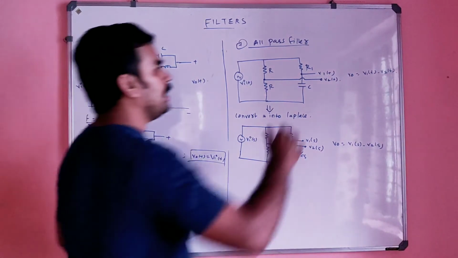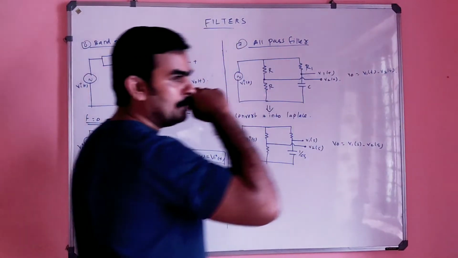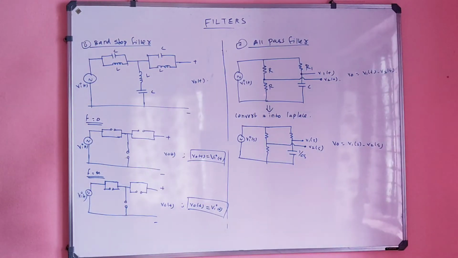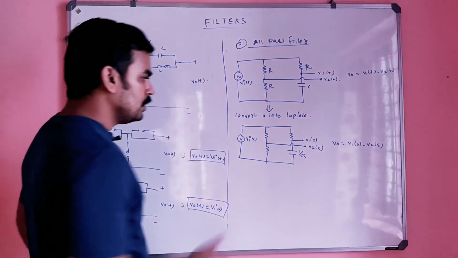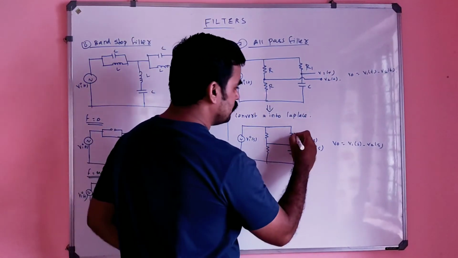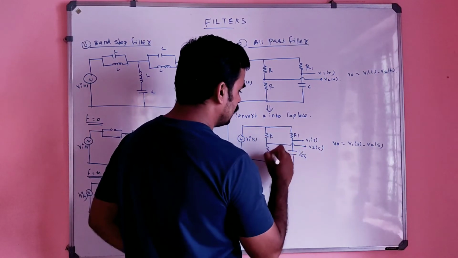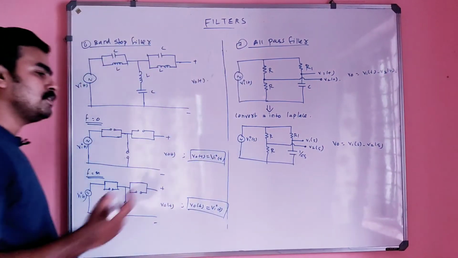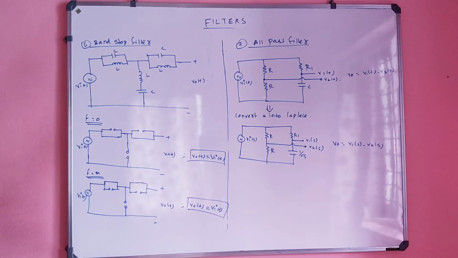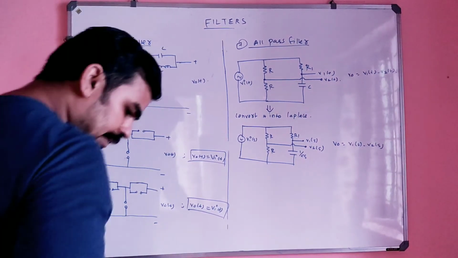That means if you take the two terminals as the output terminals, then definitely V1 of t minus V2 of t will be the output value. So in terms of Laplace, it will be like this, R1, R. And let's find what will be V1 of s and V2 of s first.